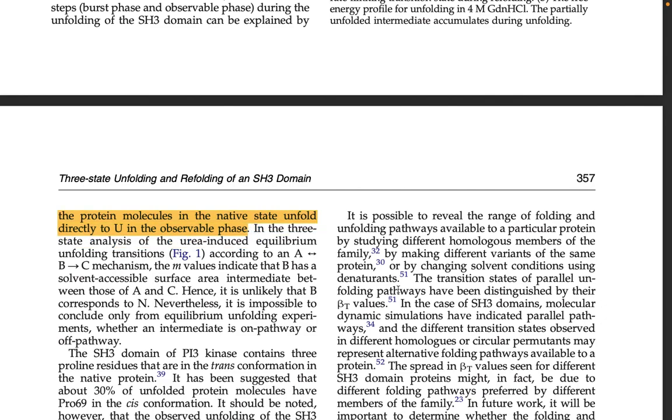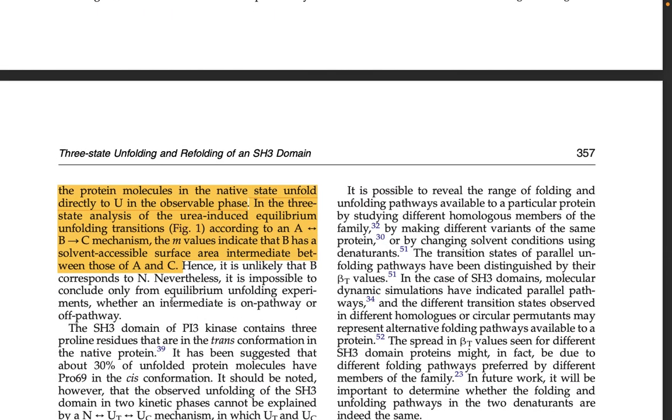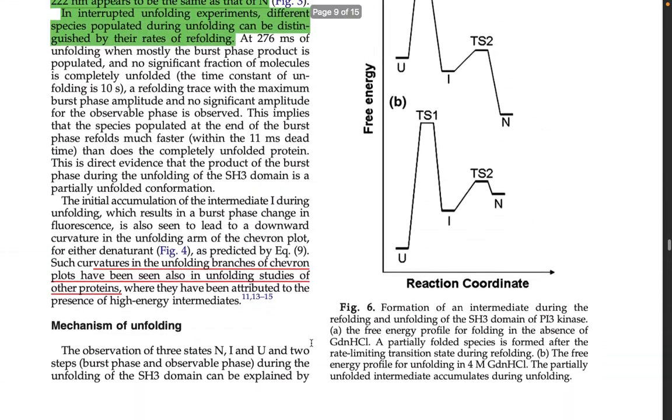In the three-state analysis of the urea induced equilibrium unfolding experiment, according to the A to B to C mechanism, the M value indicates that B has a solvent accessible surface area intermediate between those of A and C. Hence, it is unlikely that B corresponds to N. Nevertheless, it is impossible to conclude only from equilibrium unfolding experiments whether an intermediate is on pathway or off pathway. So, let us see this.